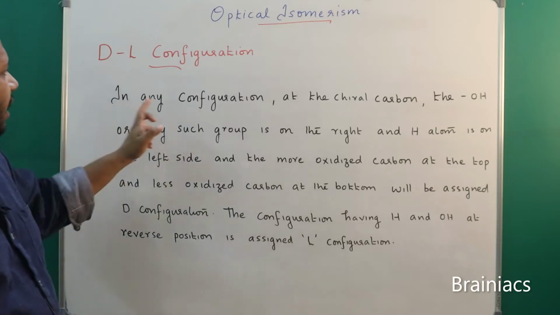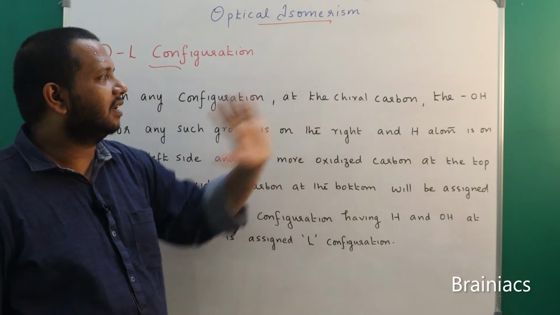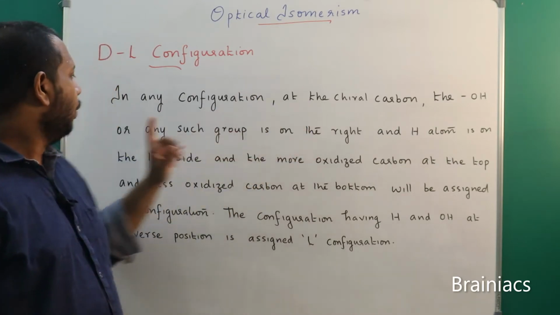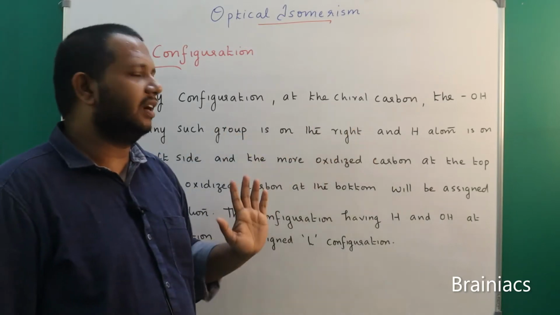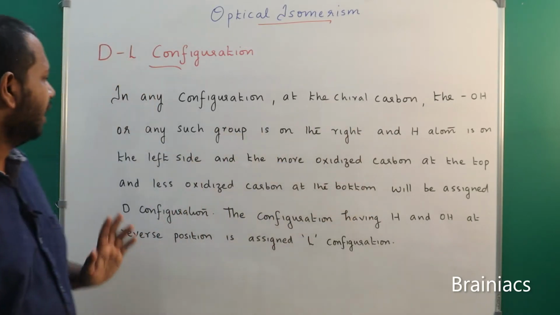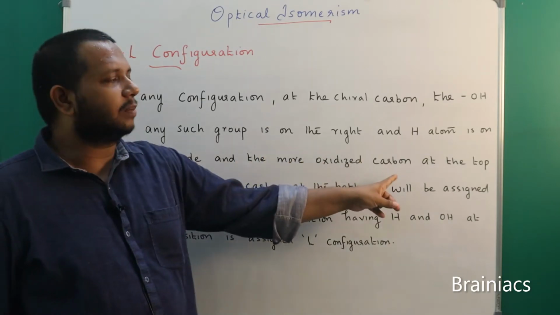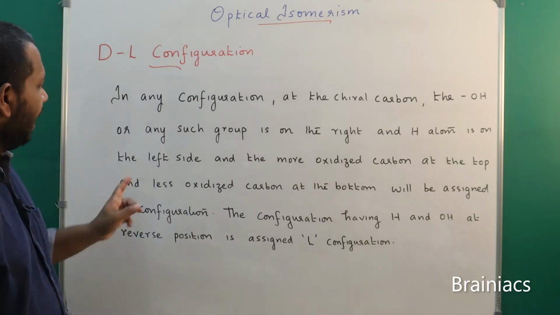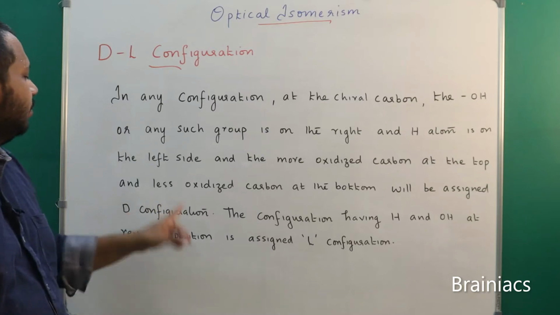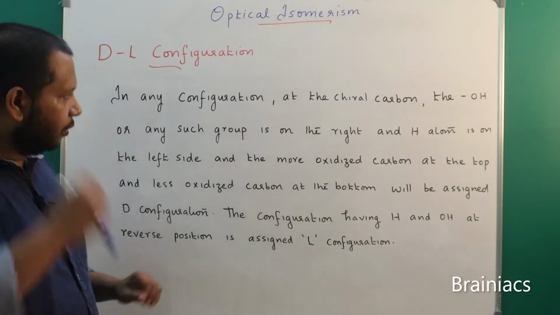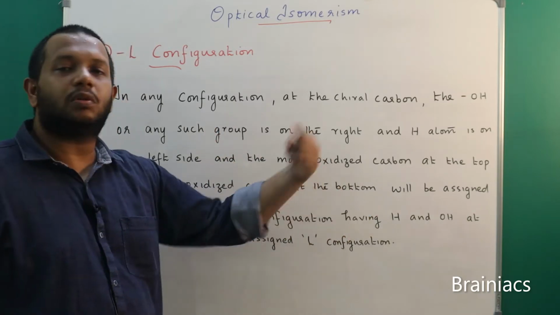We can say in any configuration at a chiral carbon, if the OH or any such functional group is on the right hand side, and the hydrogen atom is on the left side, and also the more oxidized carbon is at the top, and the less oxidized carbon is at the bottom, in that case we will give a D configuration. And suppose the OH group is on the left side and the hydrogen is on the right side.